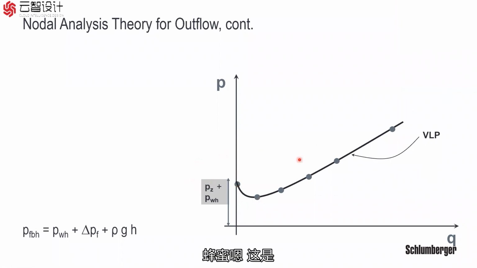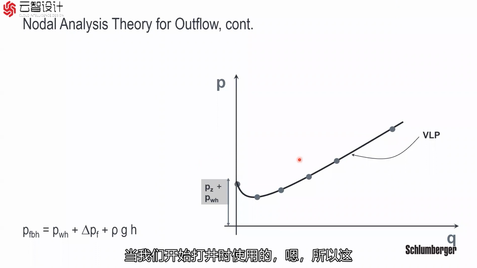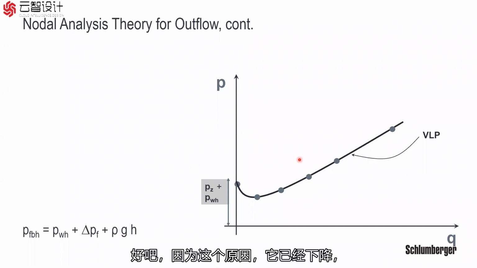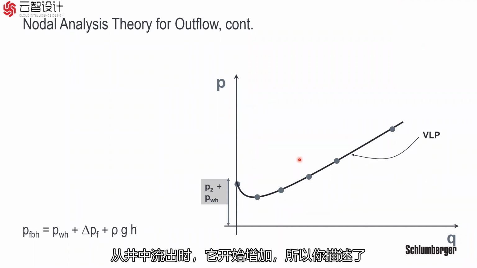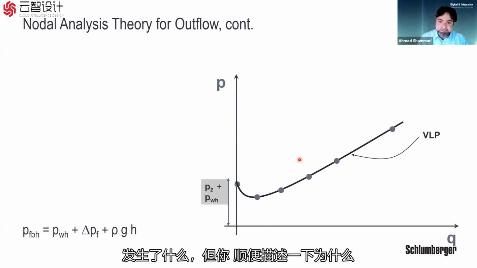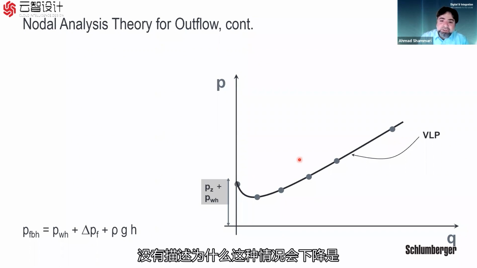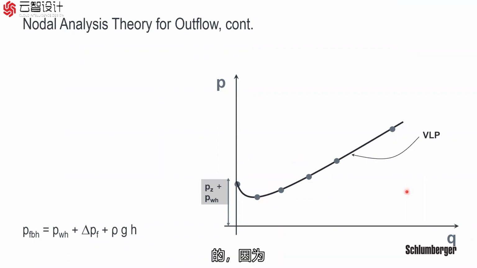This is used when we kick off the well. So this is an unstable condition for the well. For this reason, it has declined and then it started to build up when we have a steady flow from the well. So you describe what happens, but you didn't describe why. You're right, by the way, but you didn't describe why this goes down. Yeah, because of the instability of the pressure when we started to kick.